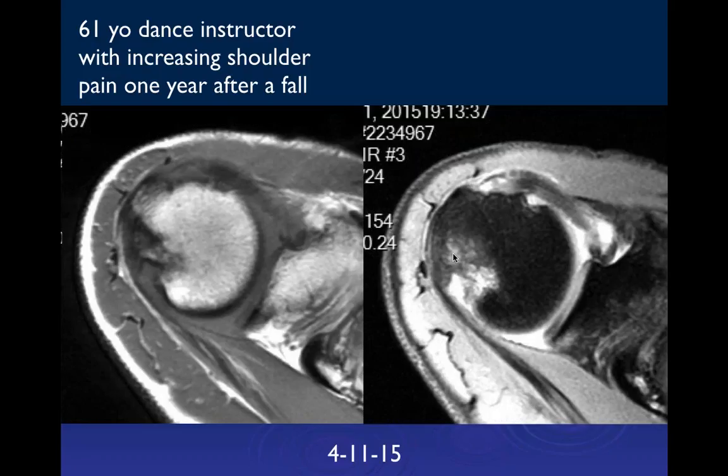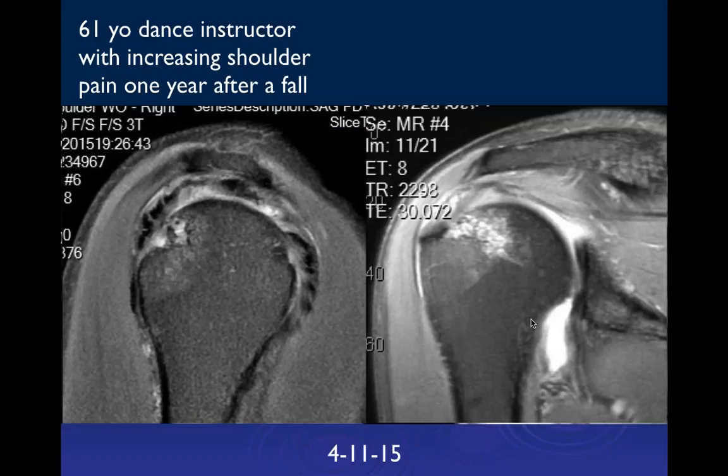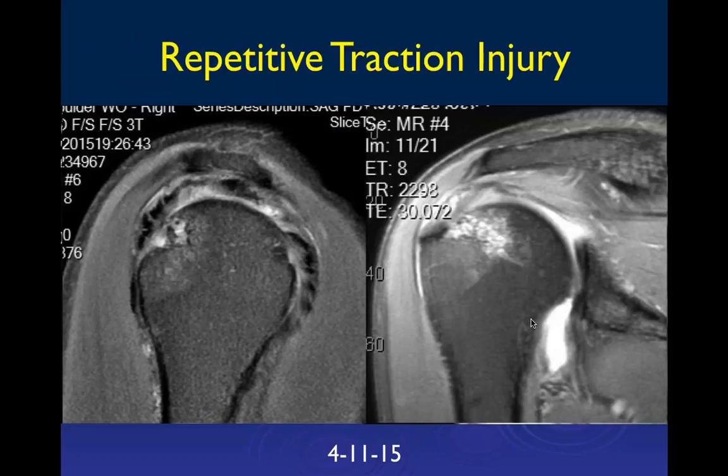So in 10 months, it looks like this traction change has progressed, and now it may cause some impingement, but patients, like, internally or externally rotate and that traction defect gets caught on the glenoid, and then there's subscap tendinosis. You can see much more edema in the bone.